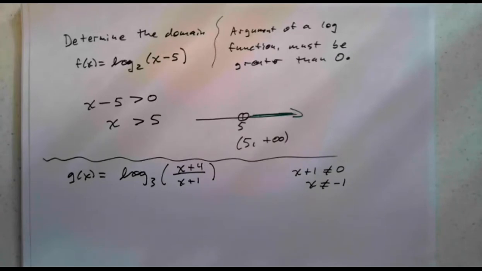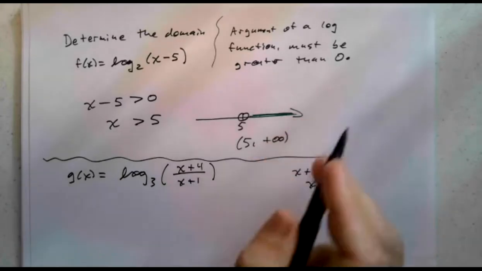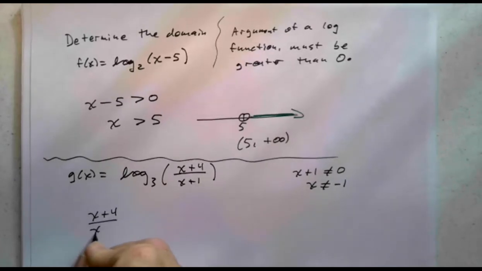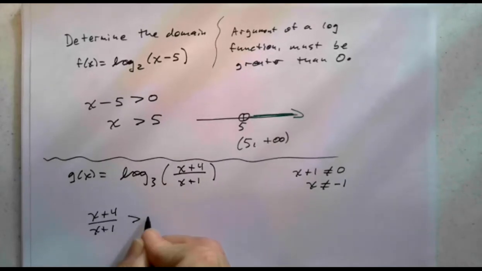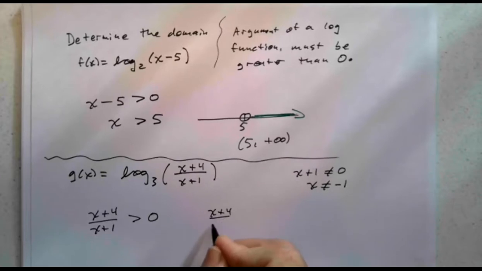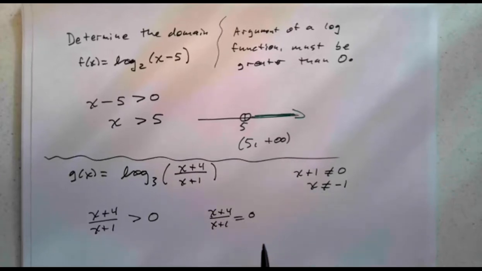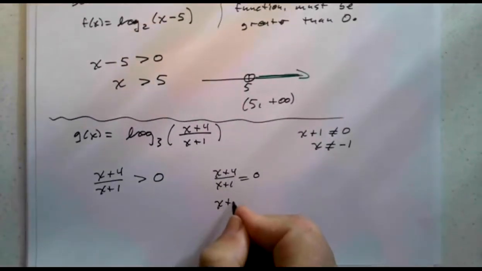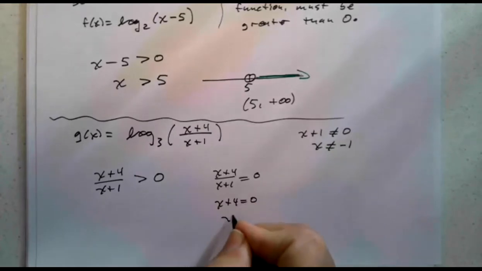So I'm going to recognize that right away. The other issue is the argument of the log function must be greater than 0. So x plus 4 over x plus 1 must be greater than 0. Well, when does x plus 4 over x plus 1 equal 0? Well, a fraction equals 0 if the numerator equals 0. So that will happen if x plus 4 is 0. That will happen if x is negative 4.